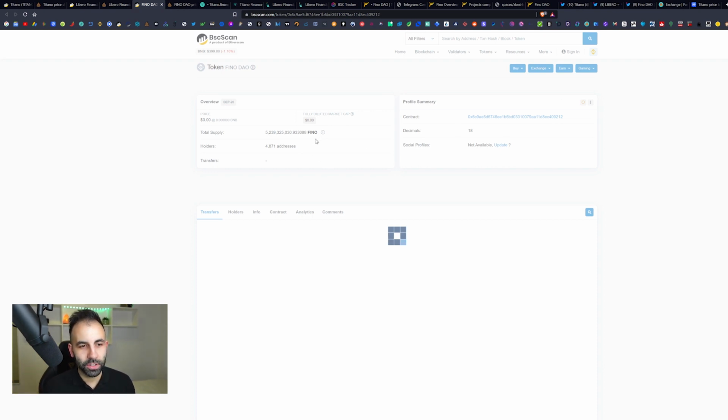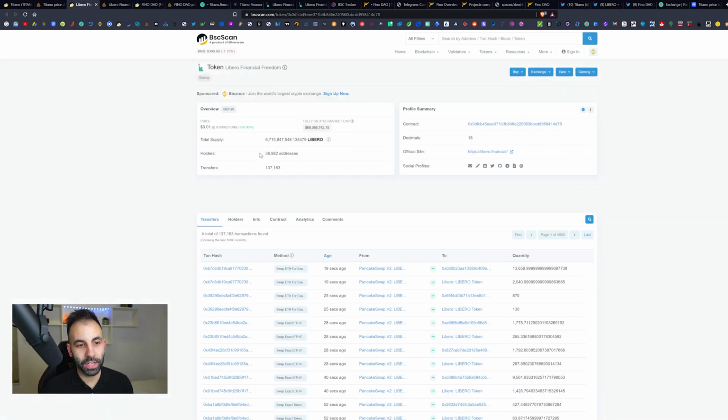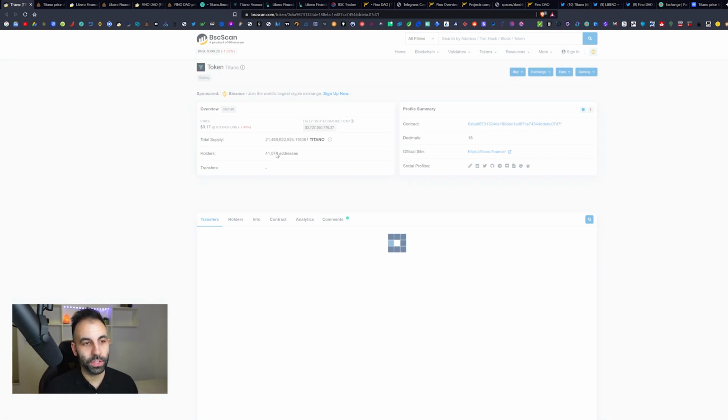It's currently loading. My internet is a little bit slow today, guys, but basically you can see here that you'll find the page for the token and that it only has 4,871 holders at the moment. So it's still really new considering Libero Financial and Titano. I'll show you Libero Financial here has 36,000 holders and Titano has 41,000 holders.